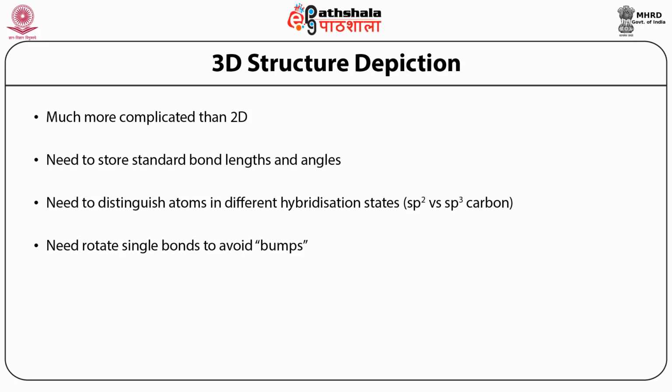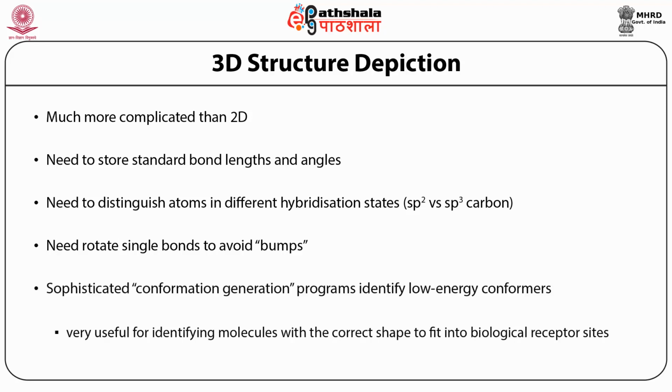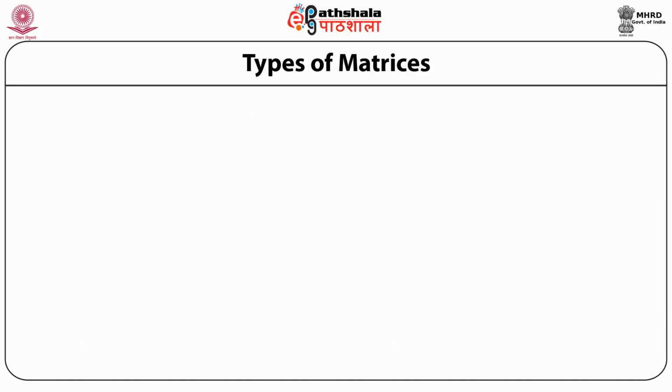That means hitting each atom to another atom. So we require to generate different kinds of programs for making the 3D structure depiction. Whereas in 2D structure and in the next matrix generation, we would avoid such 3D structure depictions. I'll come to the matrices.